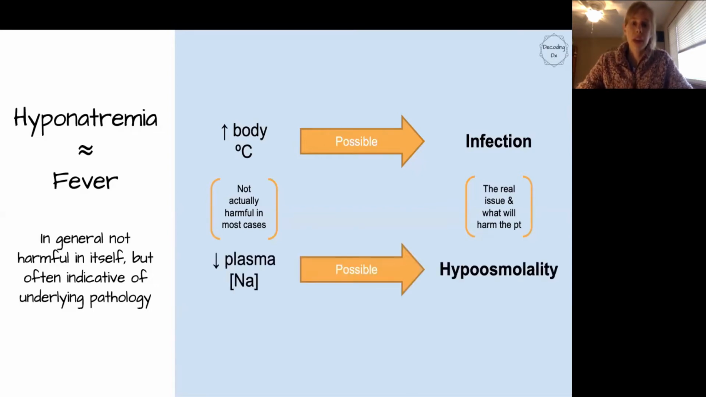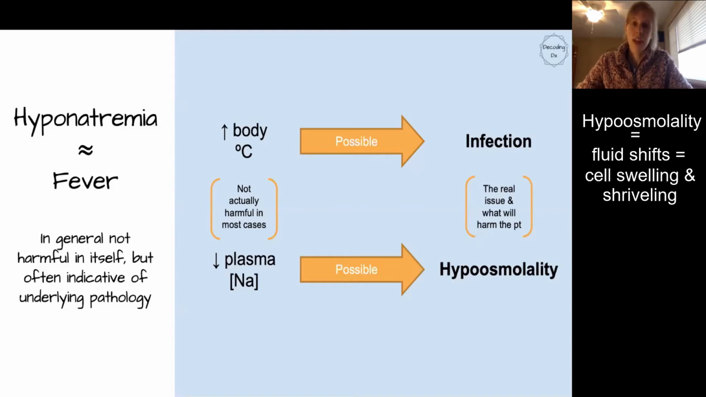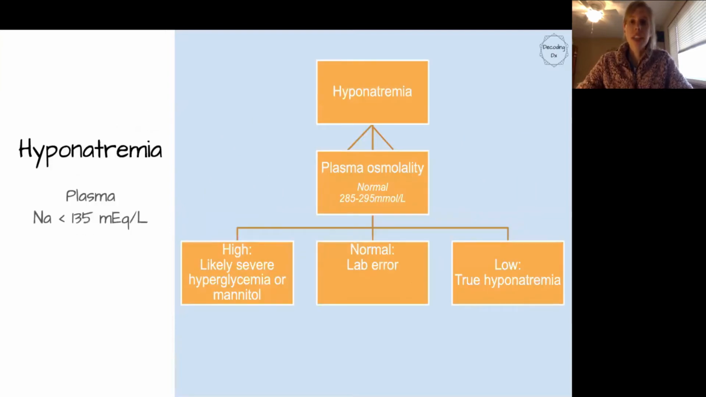Similarly, hyponatremia, the low plasma sodium, in and of itself is not going to hurt the patient. However, it indicates hypoosmolality, or low osmolality in the blood, which will hurt the patient. So the first step when you find hyponatremia in your patient is to measure the plasma osmolality. The normal is 285 to 295.